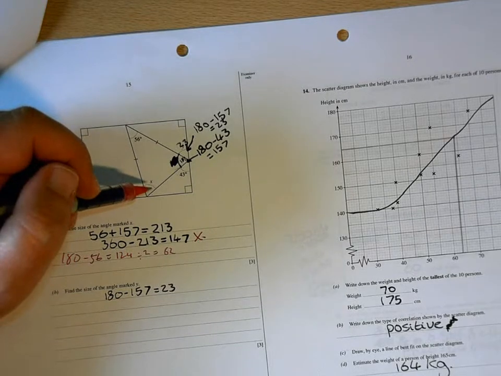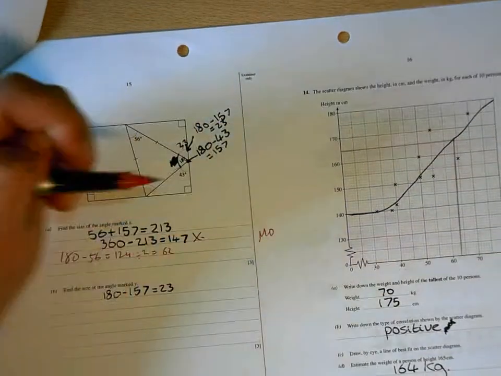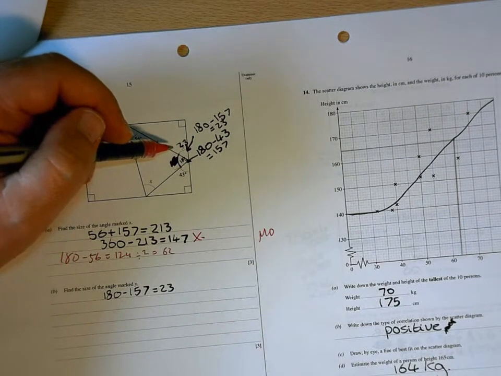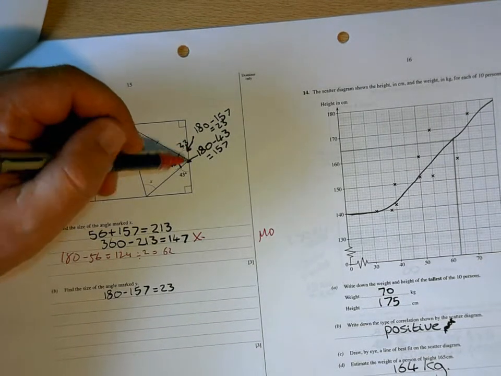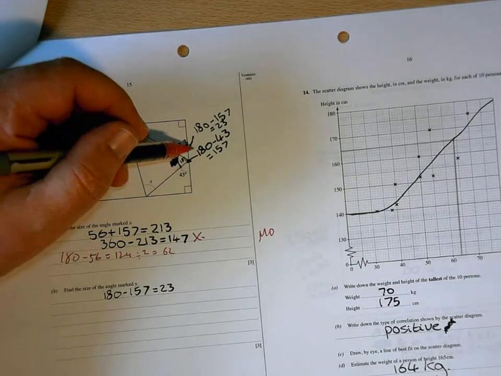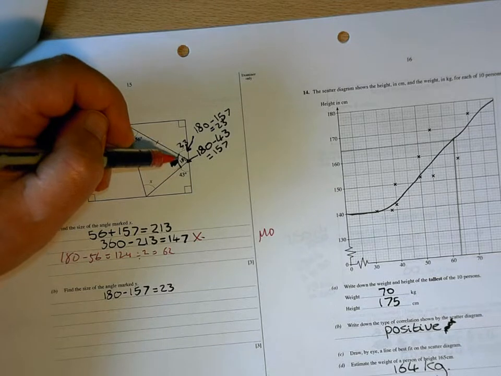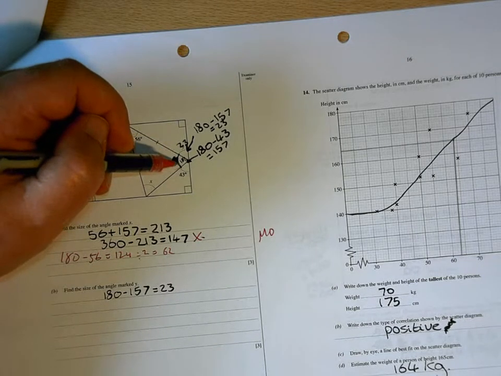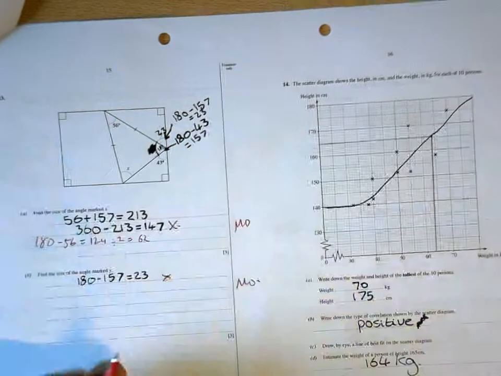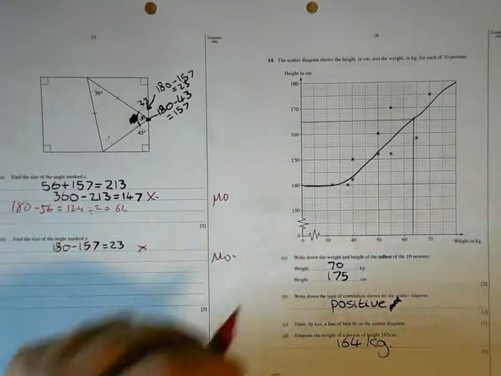So I can't give you any marks for that, and then this one is wrong as well. 180 less 43 is correct, is 157. But then you now know that that angle is 62, and you have to take that angle off as well. So no, can't give you anything for that.